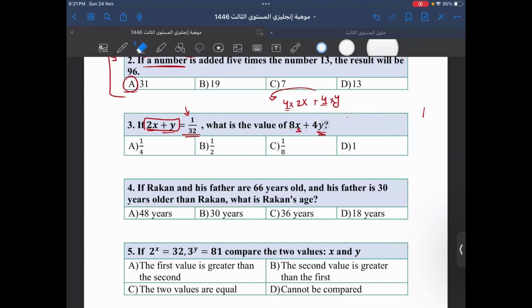Okay. See, here I'm trying to solve it without finding x alone and y alone. I'm going to find it as a group. Okay. So did you understand what I did here when I did 4 times x plus y? No. No.